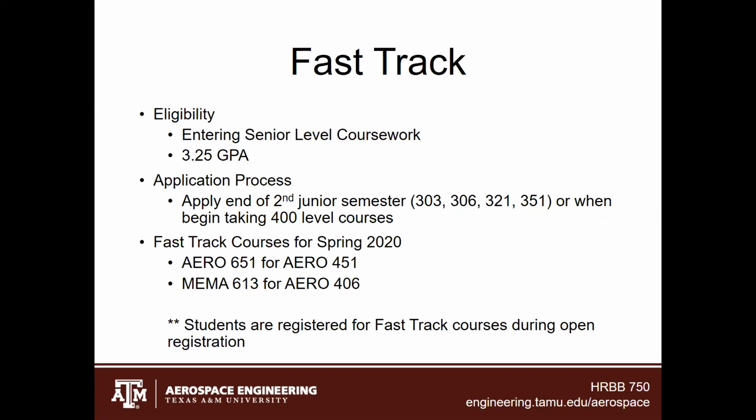Okay? So you are registered for fast track courses. You'll register for the undergraduate course during your pre-registration. Once we have your application and all the sign-offs, during open registration, we'll switch you to the grad section. Okay, that's how fast track works. All right, any questions about that?